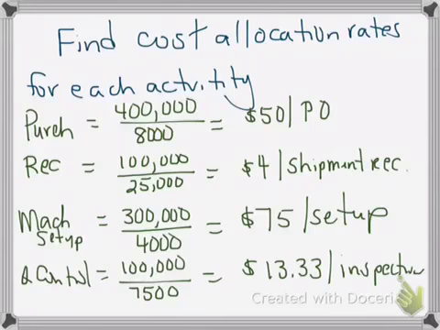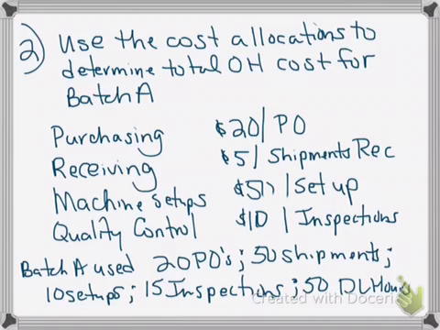It's just by simply taking these amounts, dividing by the driver, and coming up with the rates for each activity. We do this at the beginning of the year, and then as the year goes on, we would be using these cost allocation rates to determine what our overhead is for our individual batches or items. So that's the second problem that you see.